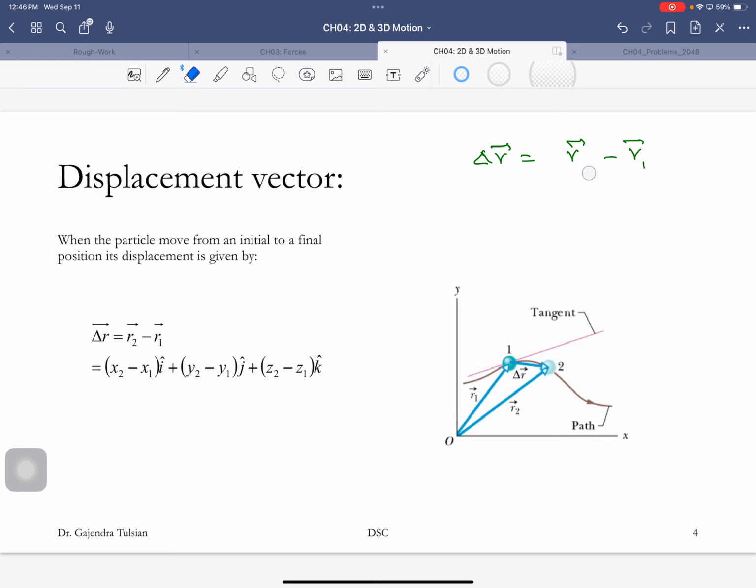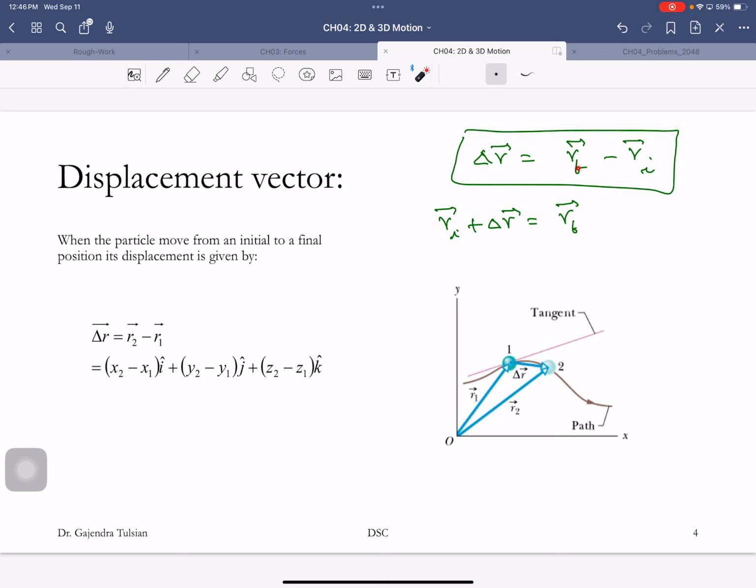minus initial time, which is maybe more intuitive. This is easy to see because the final position vector is the initial position vector plus delta r. There is your initial position vector plus the displacement, which is equal to the final position vector. So your displacement vector is the final position vector minus the initial position vector, and it's a vector pointing from your initial position to the final position.